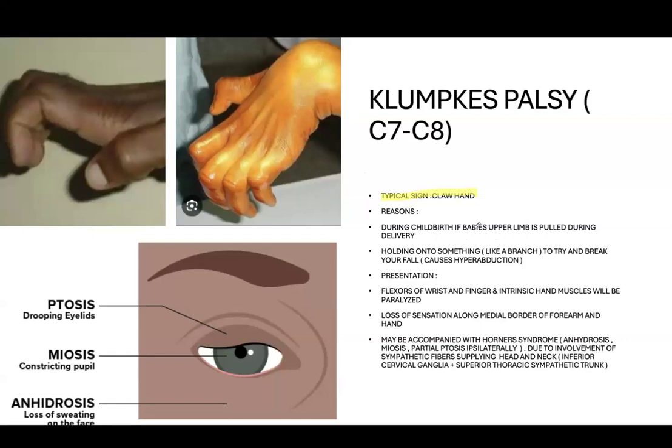So the reasoning could be, again, during childbirth, but instead of an increase in the angle, the baby's upper limb is pulled during delivery and there's excess stretching of the arm, which could lead to damage of the lower brachial plexus. But in the previous case, it was an increase in the angle between the shoulder and the neck, right? That caused Erb-Duchenne's palsy.